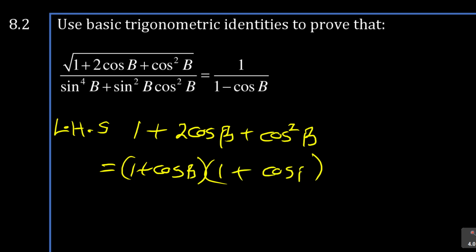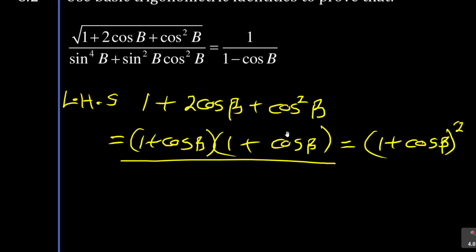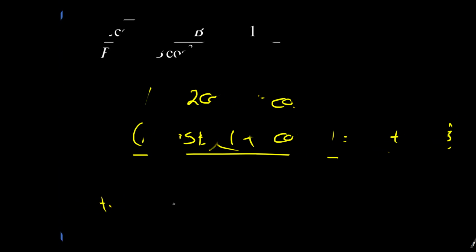Look at this. If I expand 1 times 1, it's 1, and cos b times 1 is 2 cos b. So you see that this is actually that. So actually it's 1 plus cos b squared. See that? Hence they put it under a square root. So now we can write this part and say, since I'm taking my left hand side, let me take it here to say my left hand side will be equal to.